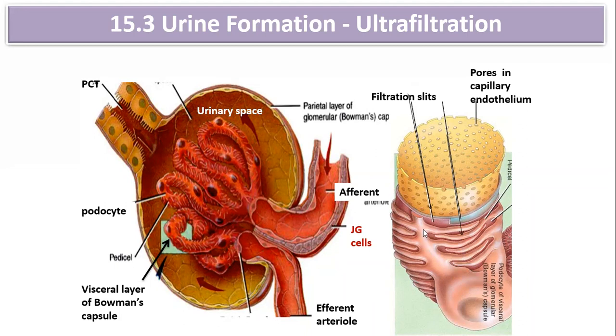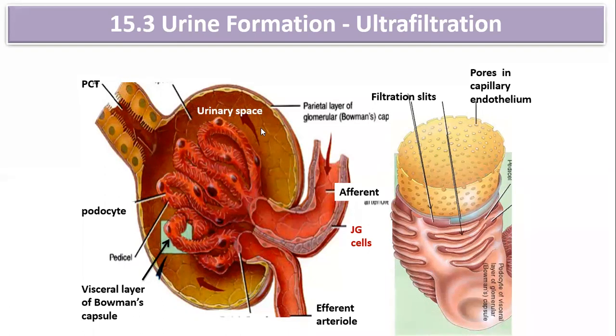The finger-like projections of one podocyte interdigitate with the finger-like projections of the adjacent podocyte, and they form a filtration slit. Through that filtration slit, the blood gets filtered. This filtered blood then accumulates in the space between the outer layer and inner layer of the Bowman's capsule.